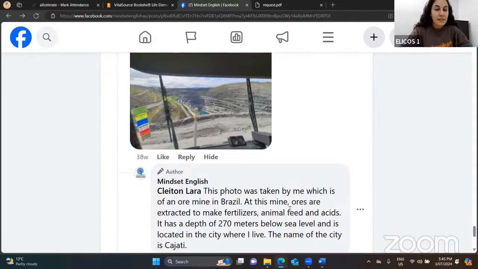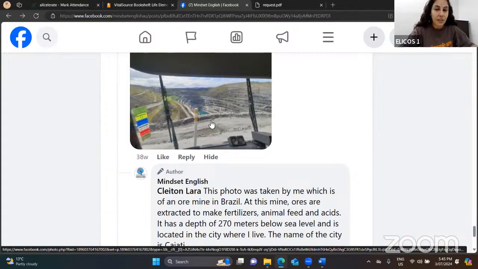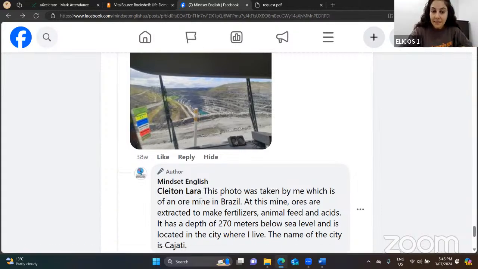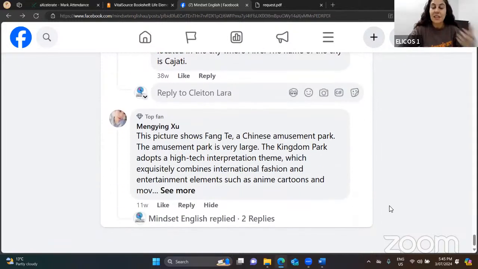So maybe he could have told us when I was working, because we don't know if he was working there or if he was visiting this place. So it would have been nice. He said, I took this photo when I was working at my job, and it's of a mine in Brazil, in my country. Okay, so always be clear and tell people, what did you take a picture of? Why? So now we have another one.